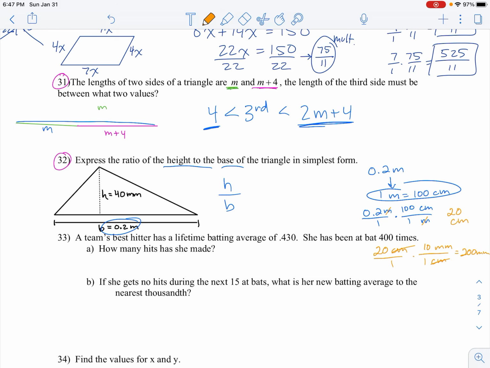I need to do that first. So now I can compare. My height was 40 millimeters. My base is now 200 millimeters. Millimeters is gone. That's the point. That's why you want them in the same units, so that you can just get a ratio with numbers. I get 4 over 20. 4 goes into 4 once, into 20 five times, which gives me that ratio of 1 to 5.